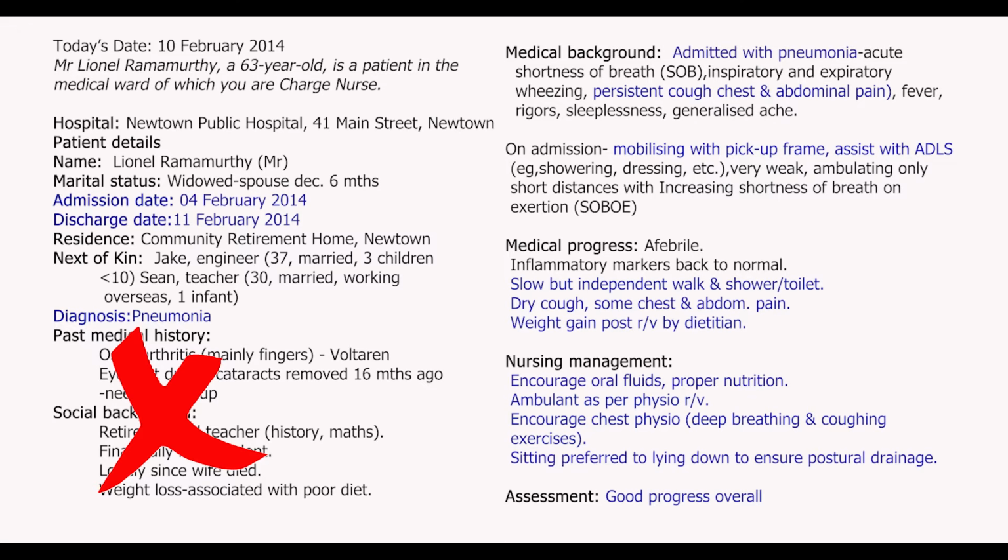I hope the data selection is clear for you. Like I told you, we need to include only those data which are relevant or important for the reader to provide the right kind of service to the patient. I hope the data selection is clear for you.